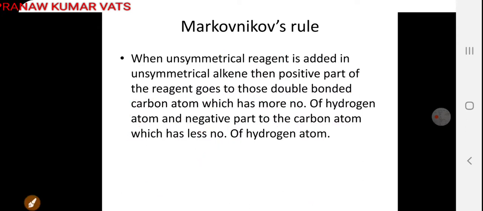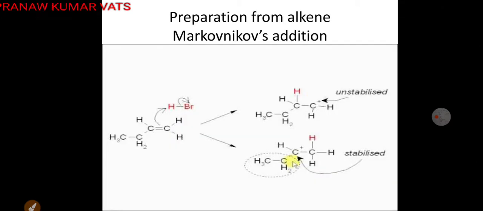Now we see the Markovnikov rule. The Markovnikov rule says that whenever you treat an unsymmetrical reagent with an unsymmetrical alkene, then the positive part of the reagent goes to that carbon atom, that is, the double bonded carbon which has more number of hydrogen atoms, and the negative part to the carbon atom which has fewer hydrogen atoms. Now we will see the mechanism. Now you can understand why this rule is correct and how it works.